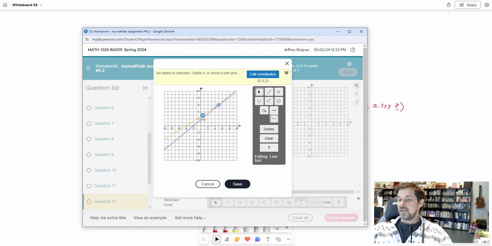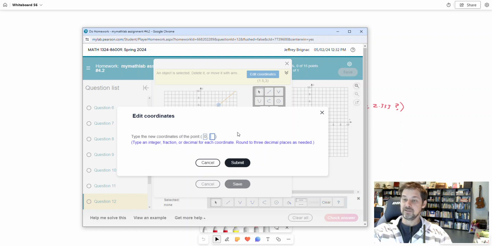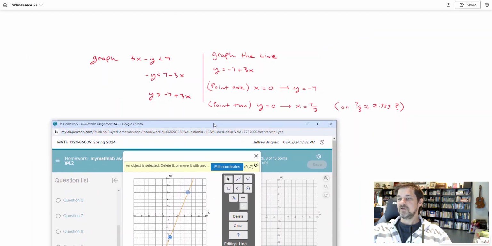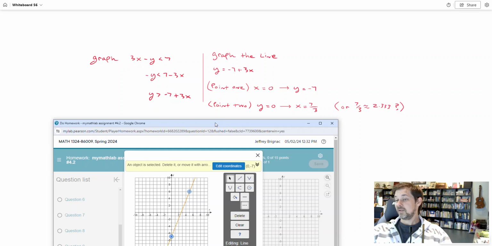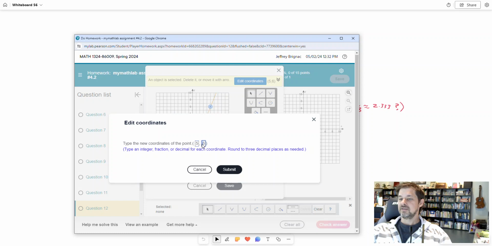I know you can move them, but I think that's a little bit awkward. So I'll click on the point and I'll edit it. So one of my points was 0 for x, -7 for y. So I can just type that in instead of trying to move it and get it where I want. All right, so now it's down there at 0 for x, -7 for y. That other point was 0 for y, 7/3 for x. So let's click this one. Let's edit it. So 0 for y, and then I'll do 7/3 for x.